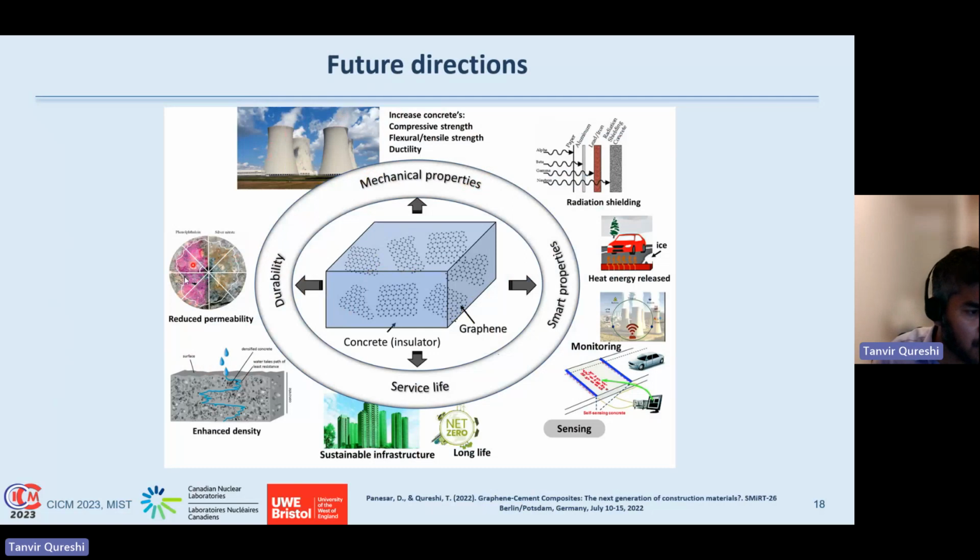We want to enhance the durability and protect against leaching, absorption or permeability. We want to have a longer service life as well, and these are sustainable infrastructures and different types of smart properties. I haven't presented any work on the smart properties, which are ongoing, such as radiation shielding, heat energy release, monitoring, and sensing.